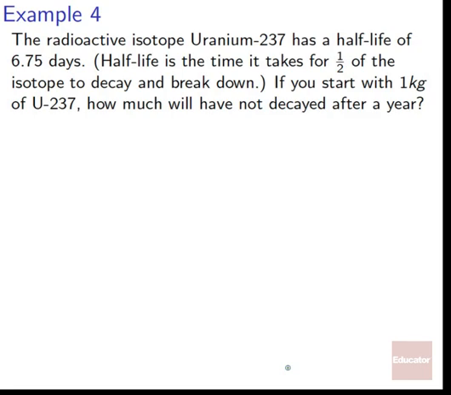If you start with 1 kilogram of U-237, how much will have not decayed after a year? So we're saying after 6.75 days, we will have half a kilogram, right? We start with 1 kilogram, and we know after every 6.75 days, we will have lost half of our starting material. So we will be down from 1 kilogram to half a kilogram that has not decayed. So let's see if we can figure out a way to turn this into another function. So let's make it amount.